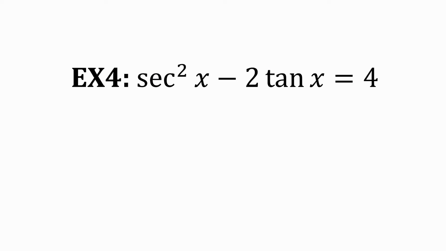For example 4, we've got secant squared minus 2 times the tangent of x equals 4. So we already got all the x terms on the same side, which is good. But right now it's a little tricky because we have secant squared and we have tangent. I want to focus on just the secant squared.